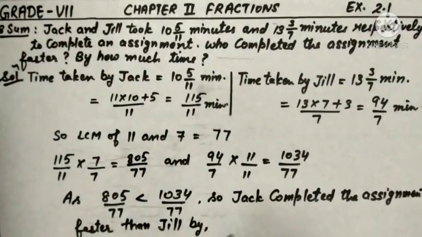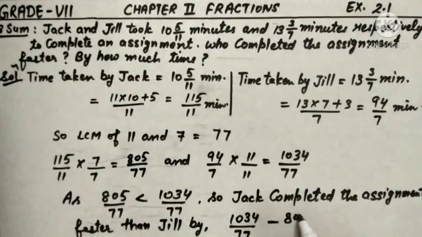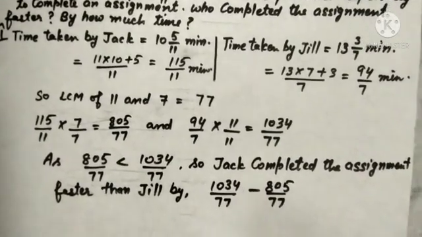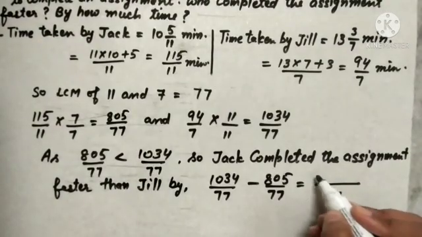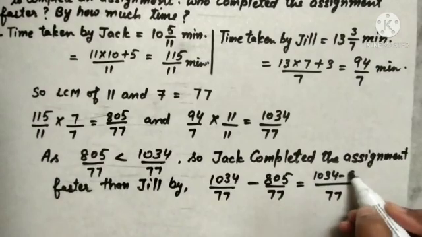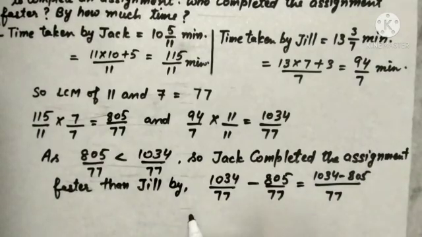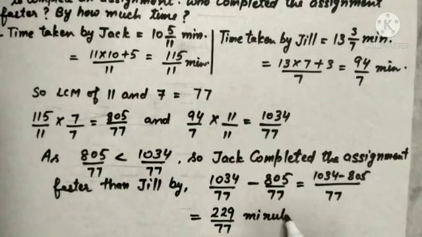How can we find that? By subtracting 805 upon 77 from 1034 upon 77. As you know, these are like fractions, so we can directly subtract them. 1034 minus 805 equals 229. By subtraction, we get the answer as 229 divided by 77 minutes. So this is the required answer of sum number 8.